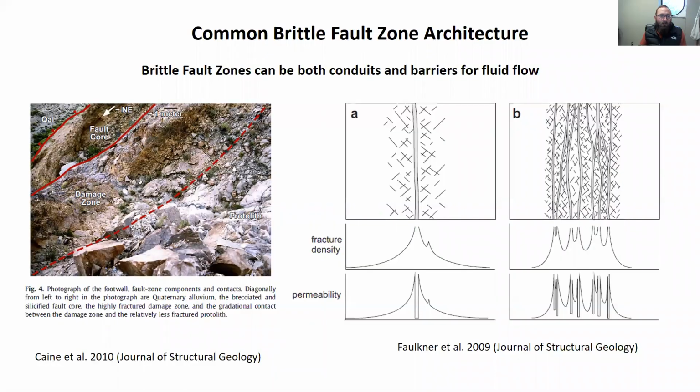Simply put, faults can be a conduit or a barrier for fluid flow. So here is a nice classic schematic picture of what that means. If fluid is trying to move this direction, the core of the fault zone often has gouge in it, and gouge is basically a clay-like impermeable layer. And so fluid flow can be blocked, at least laterally. But these damage zones are highly fractured zones, and they're highly permeable, and they're often good conduits for the ascent of fluids.